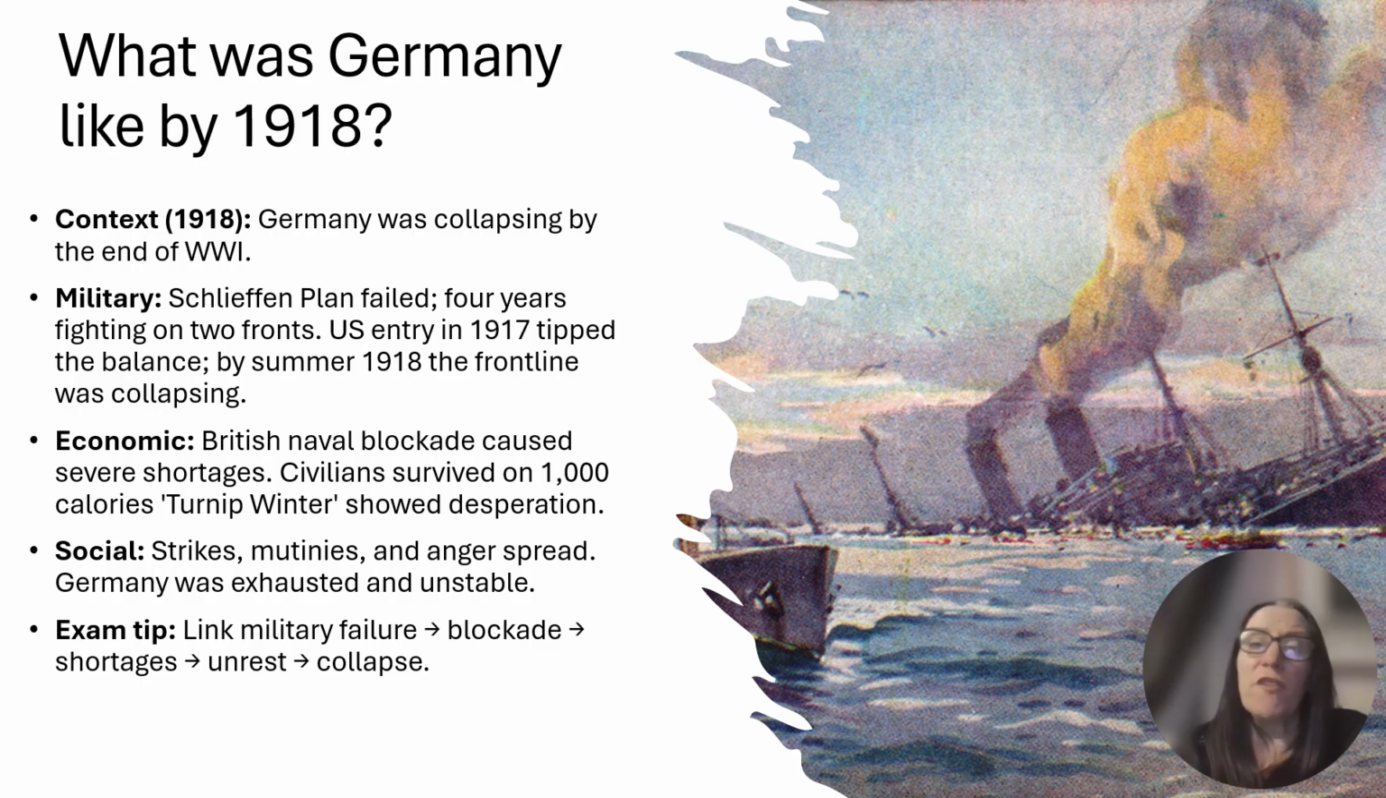So here's a quick revision tip: the 3 category approach. In the exam, if you're asked to explain why Germany was unstable in 1918 to 1919, don't just list events. Use these 3 categories: military, economic, and social, and link them together. For example, the military failure prolonged the war, which led to a blockade and food shortages, causing civilian fury, and therefore helped to lead to the political collapse. That chain of reasoning will push you into the top mark band.